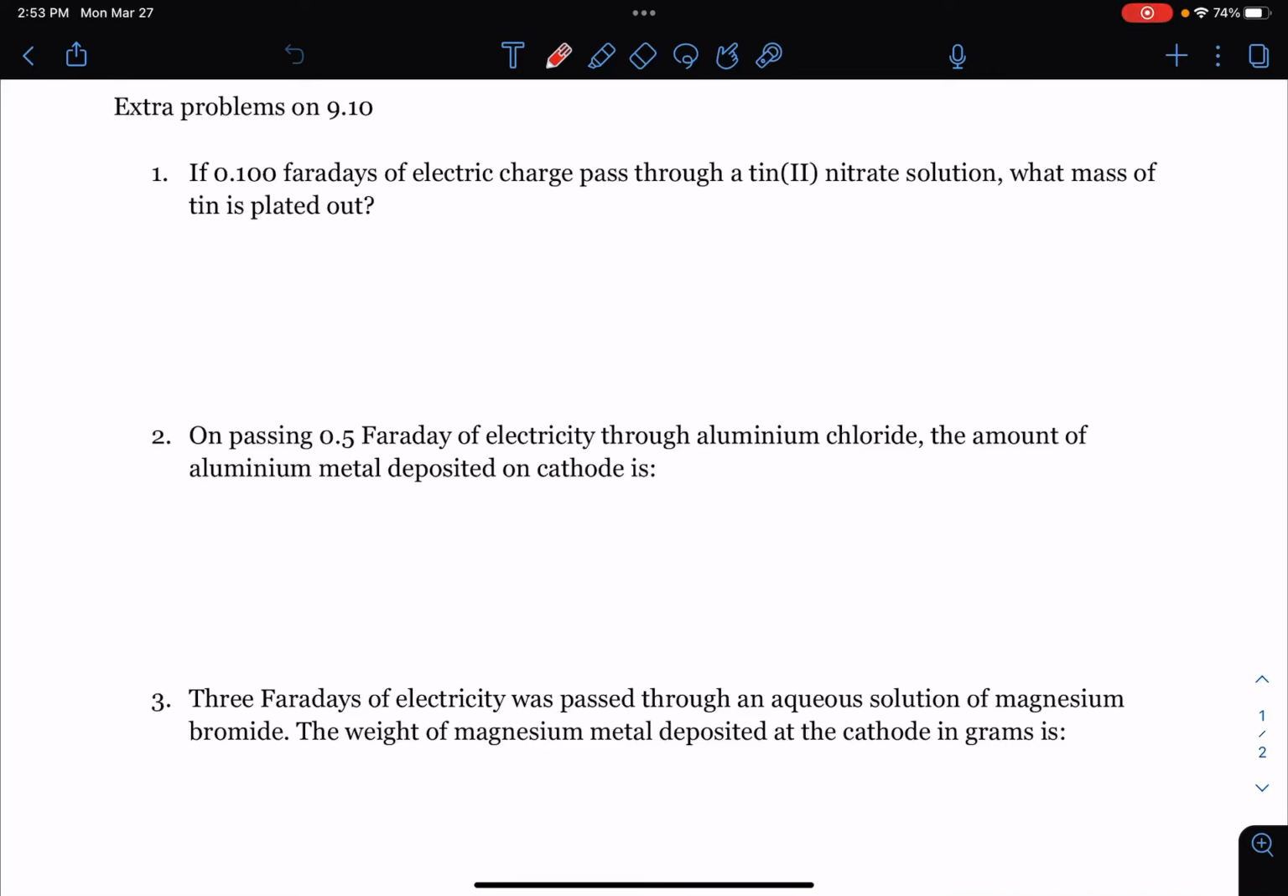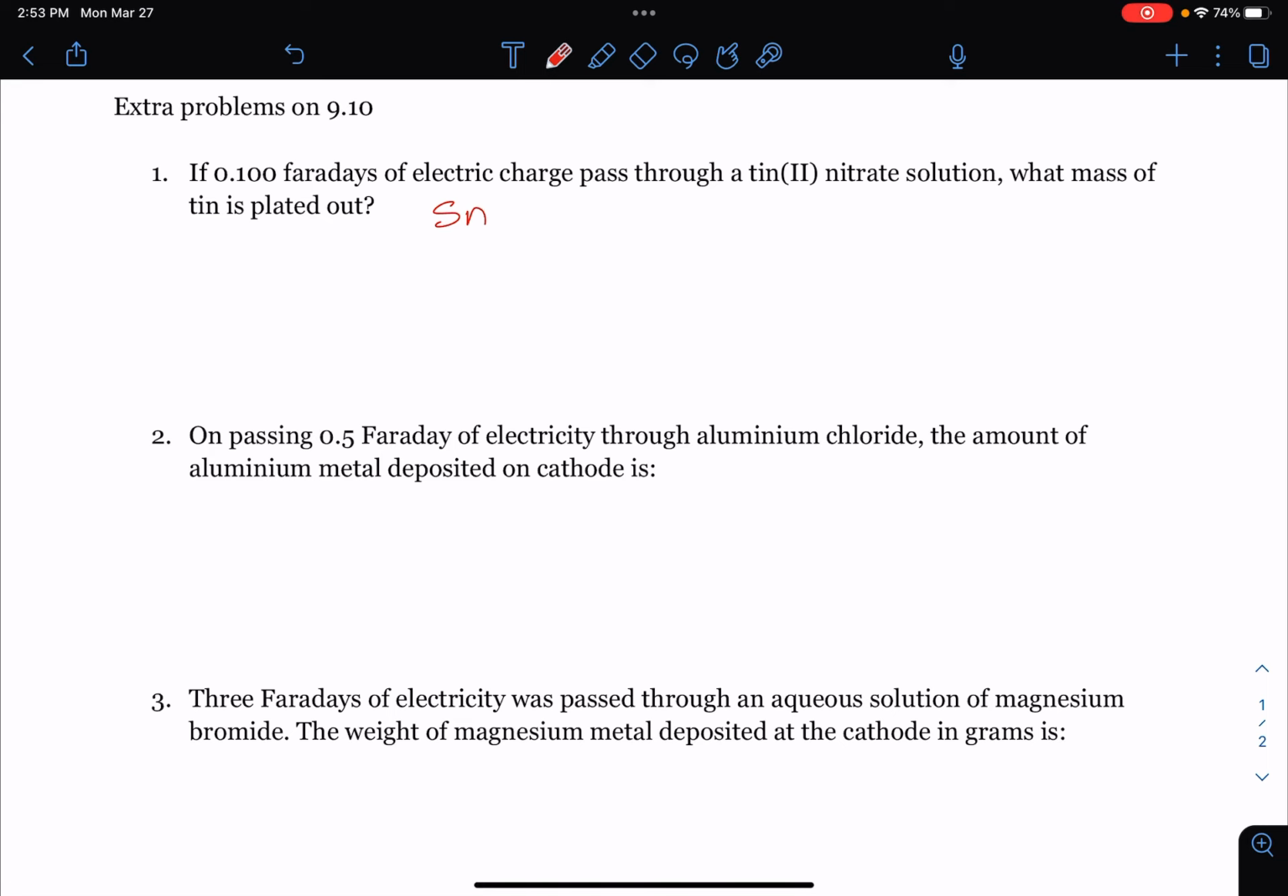All right, here's a quick video to show how to calculate a couple of these problems from 9.10. Problem 1 says if 0.1 Faradays of electric charge pass through tin(II) nitrate solution, what mass of tin is plated out? So first, let's see that tin(II) nitrate is Sn because tin is Sn.